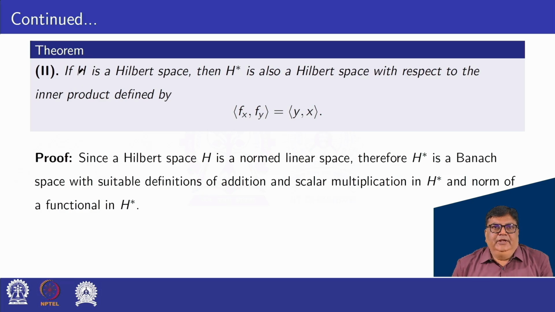Next theorem. If H is a Hilbert space, then H star is also a Hilbert space with respect to the inner product defined by the inner product of f_x and f_y equal to the inner product of y and x. Since a Hilbert space H is a normed linear space, therefore H star is a Banach space with suitable definitions of addition and scalar multiplication in H star and norm of a functional in H star.